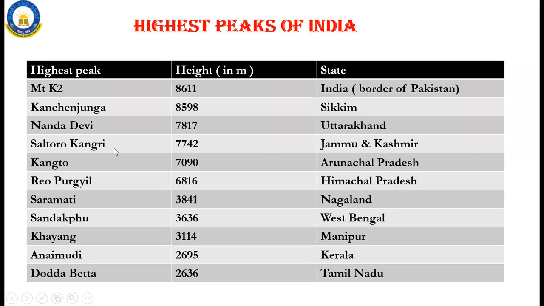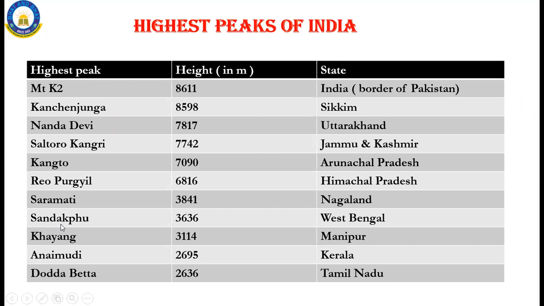And the next we have Soltaro Kangri, where the height is 7,742 meter, which is located in Jammu and Kashmir. And then we have Kongato. The height is 7,090 meter, which is located in Arunachal Pradesh. And then we have Rio Kogal, where the height is 6,816, which is located in Himachal Pradesh. And next we have Saramati. The height is 3,841. It belongs to the state of Nagaland.